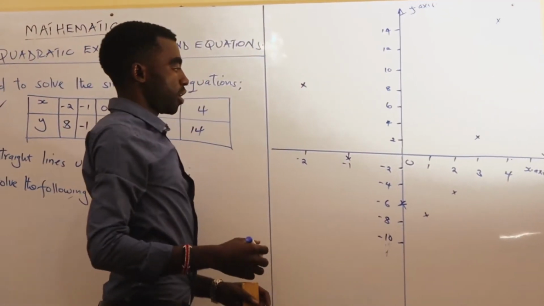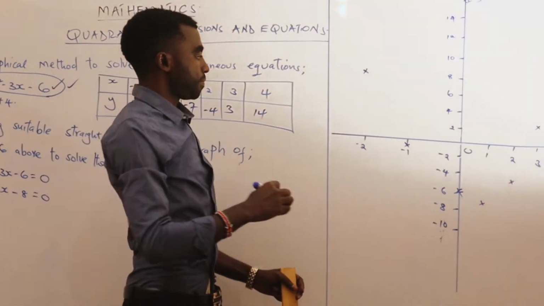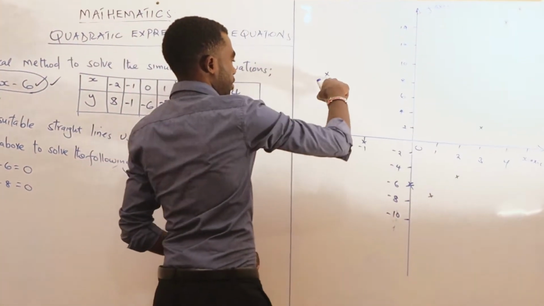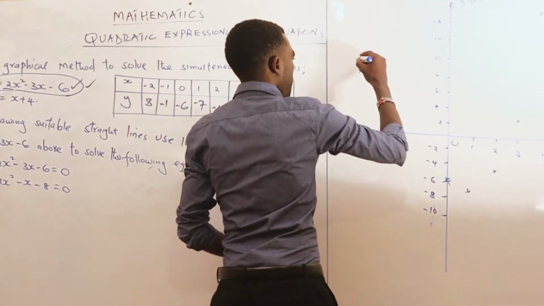So what we usually do now, you use your free hand and come up with a smooth curve. So this is how we do it. We started from this point here. So this is how it goes.